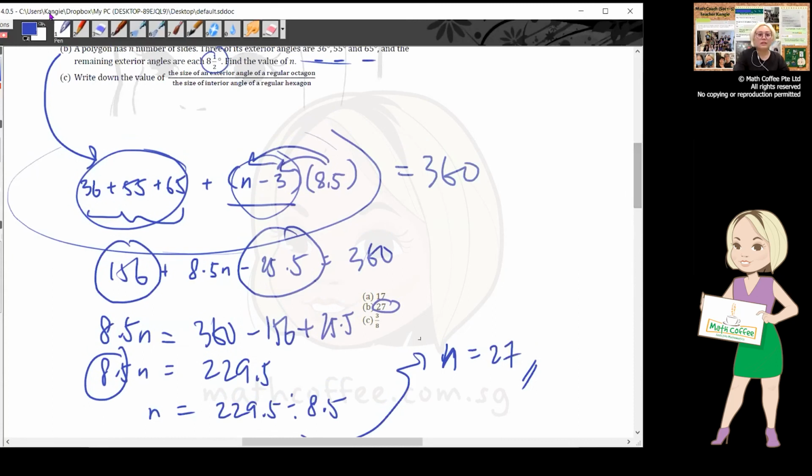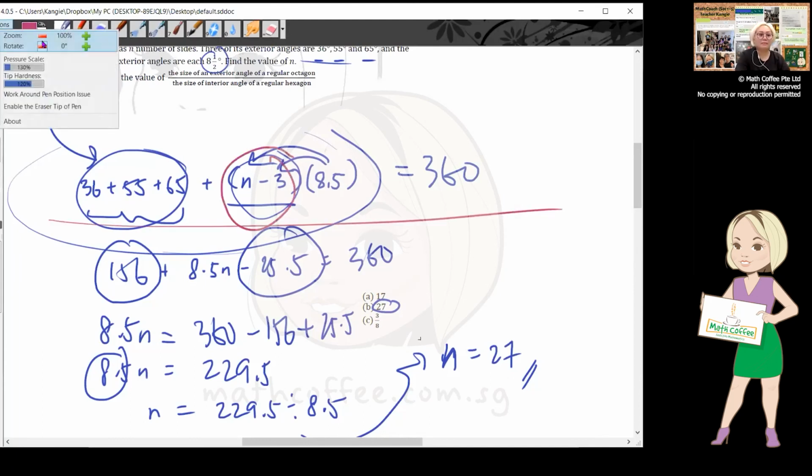Okay. So this question, I just need to highlight why. Because I want to tell you that the remaining angles is n minus 3. Then the rest is the same.